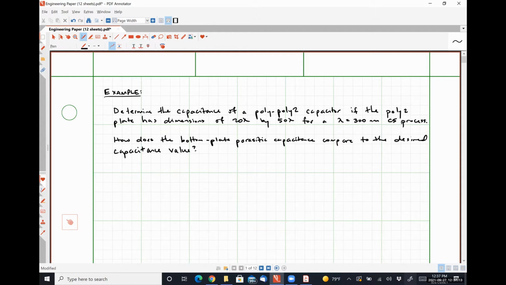So before we calculate things, we are only given the area of the poly 2 plate. Do we need the area of the poly 1 plate based on our SCMOS design rules? We talked about some of them last week, right? The SCMOS rules say that the poly 1 plate has to extend beyond the poly 2 plate, right? So the poly 2 plate is going to be the limiting factor for our area of overlap.